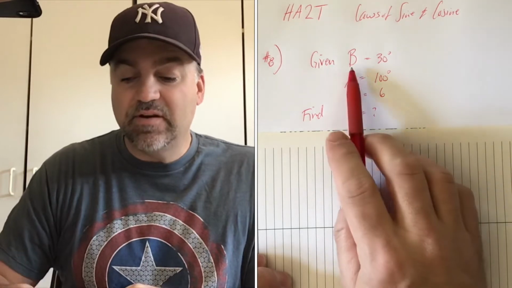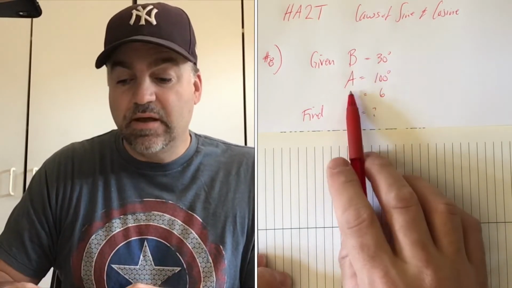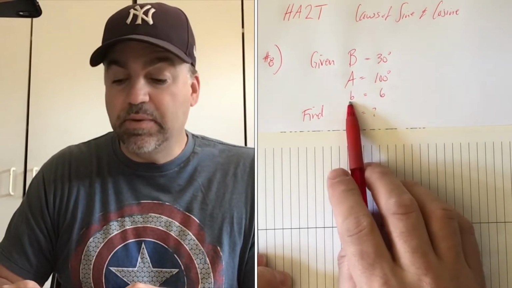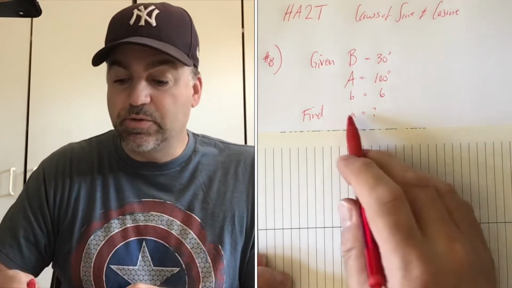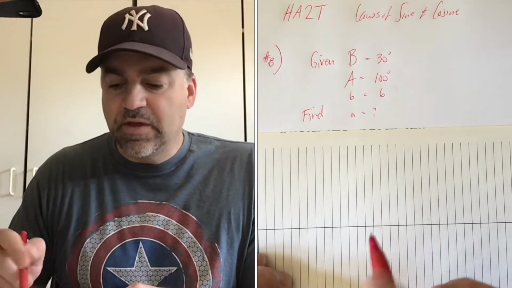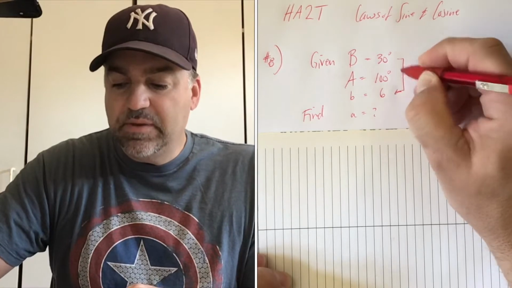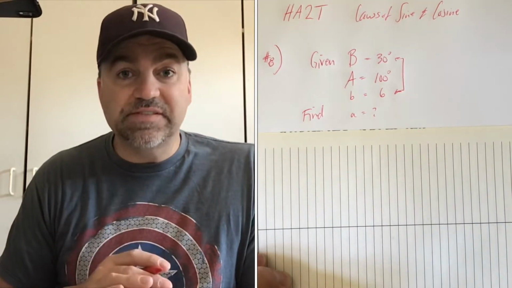We are given angle B with 30 degrees, angle A with 100 degrees, and little b with 6. So I'm not even going to draw a picture. I don't think it's necessary. I just want to know that this B matches that b. So I know I can use law of sines.